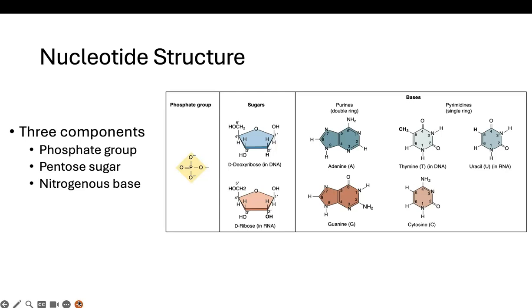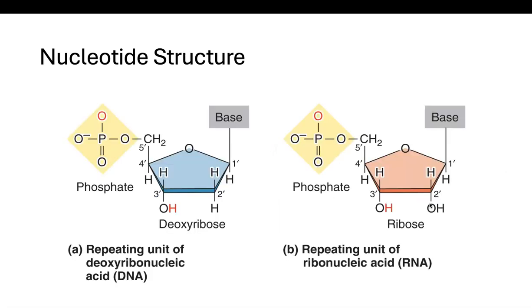So our basic structure of a nucleotide is made up of three components. The first here is a phosphate group. Second is the sugar. We have two different sugars, deoxyribose in DNA, ribose in RNA. And then we have five bases, four in DNA, adenine, thymine, guanine, and cytosine, and four in RNA, adenine, uracil, guanine, and cytosine. These three components are linked together to form our nucleotide.